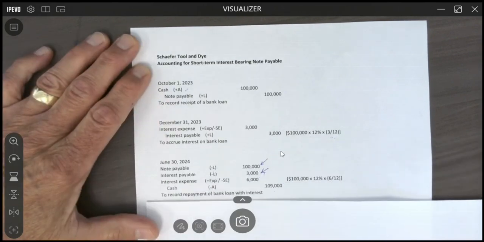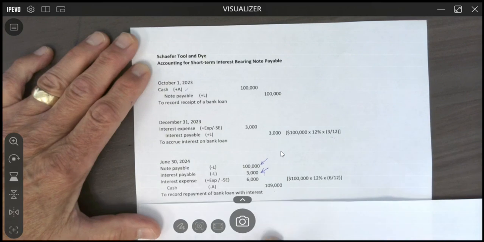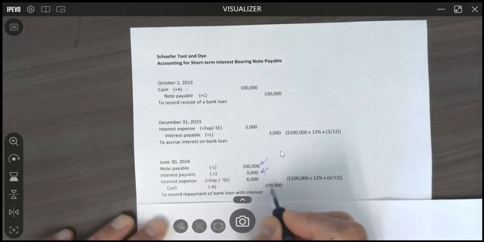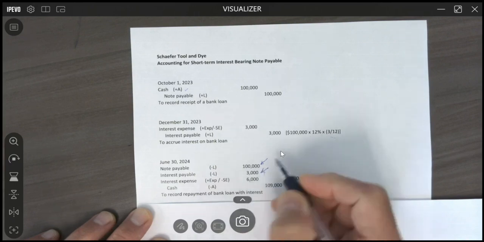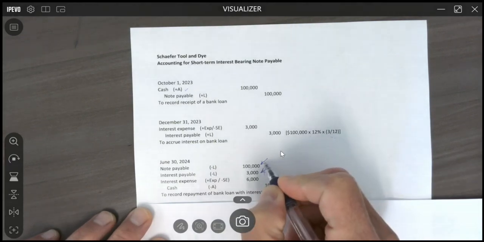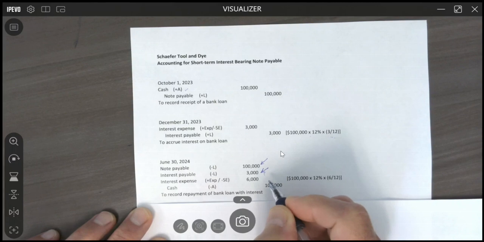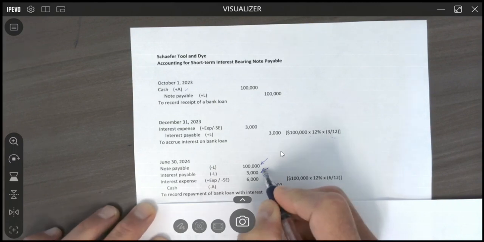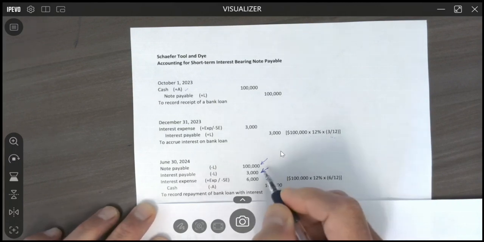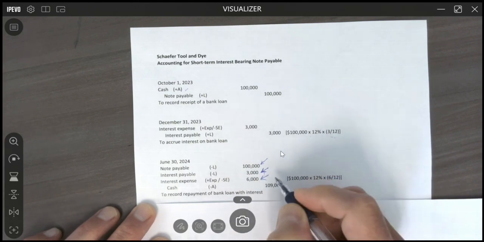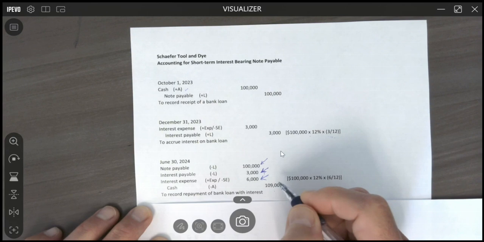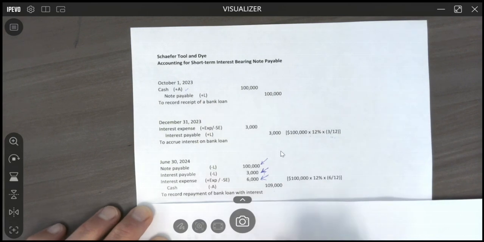Now, 6 months hence goes by. And indeed, we pay the bank the $109,000. What's that $109,000 for? Well, it's $100,000 to repay the principal of the loan. $3,000 of it is the interest we accrued at the end of 2023, and $6,000 is the interest that we accrued in 2024: January, February, March, April, May, and June.